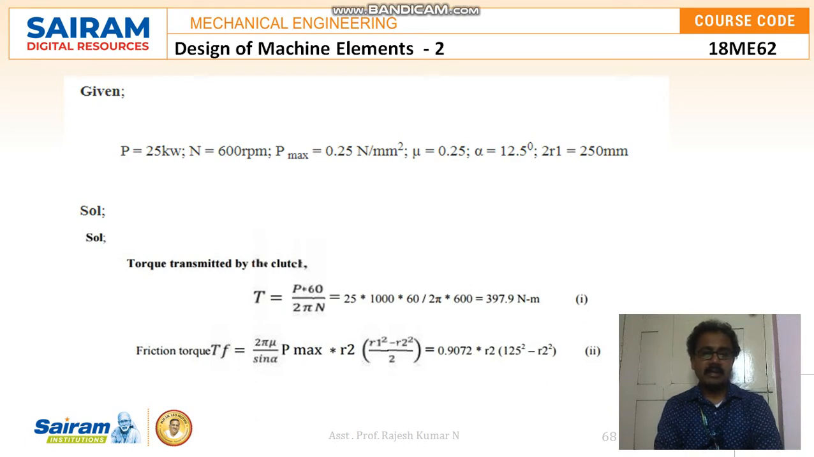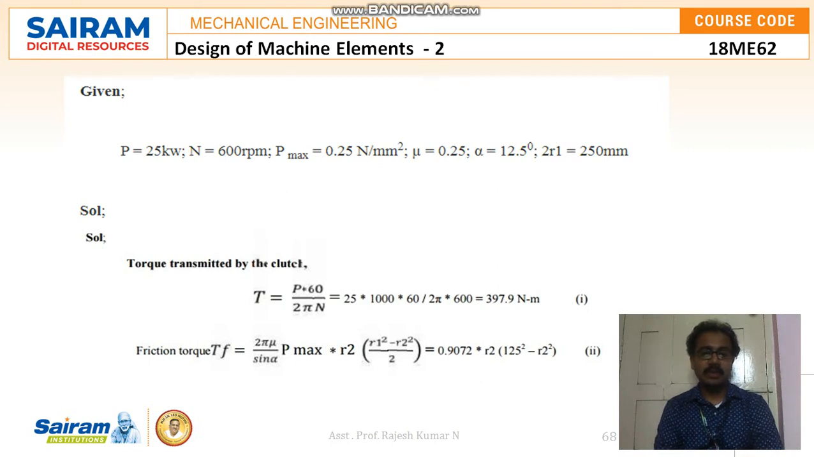The torque transmitted by the clutch for the cone clutch is T equal to the same formula, P into 60 divided by 2 pi n. Substituting the value of P as 25 and n as 600, I am getting the torque value equal to 397.9 Newton meter. And friction torque TF is equal to 2 pi mu divided by sine alpha into P max into R2 into (R1 square minus R2 square) by 2.